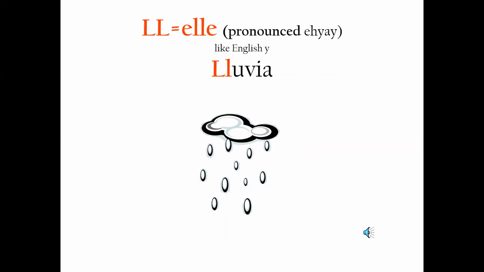These are two L's. If you see two L's next to each other, it is pronounced like a Y sound. Like we've learned, como te llamas already. That's got the two L's and it's pronounced llamas. This is the word for rain, lluvia. And the letter is pronounced eye.